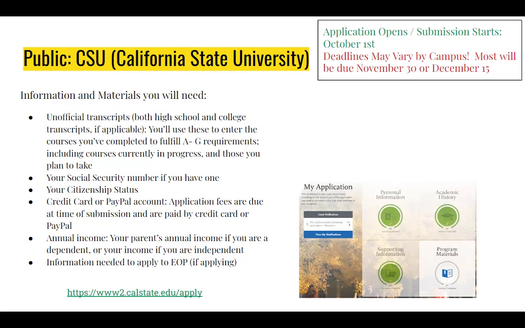If you have one, your social security number, so that way they can match your application to your financial aid app. And, if you don't qualify for a fee waiver, you'll need to pay at the end. The deadlines are either November 30th or December 15th, depending on the campus. And there's a couple that have like January deadlines, like East Bay.